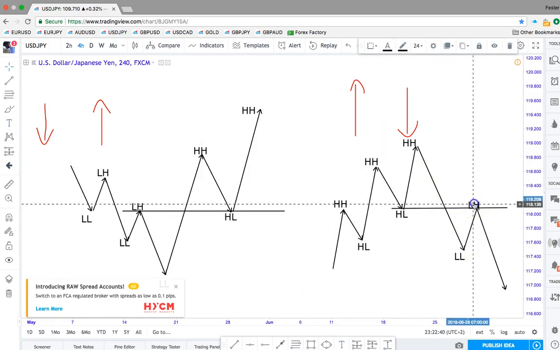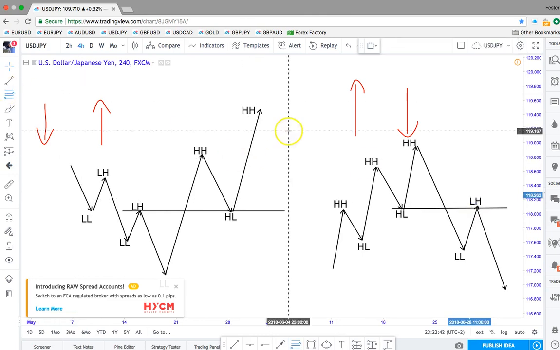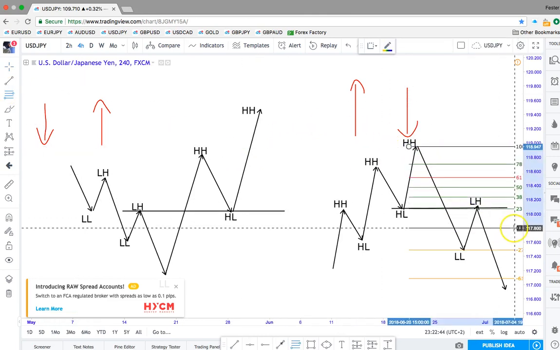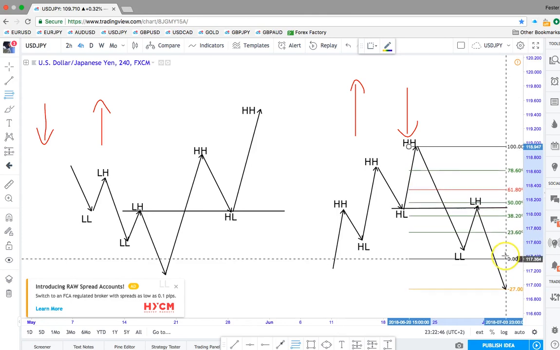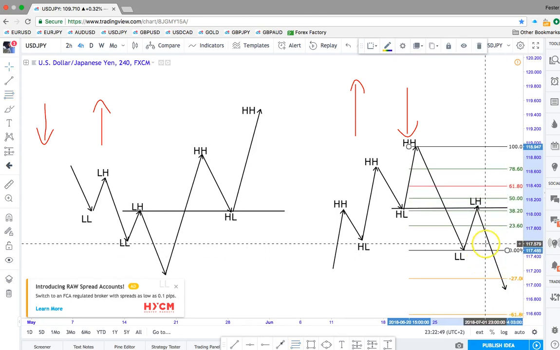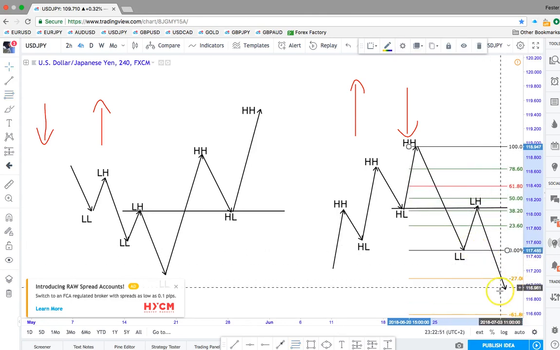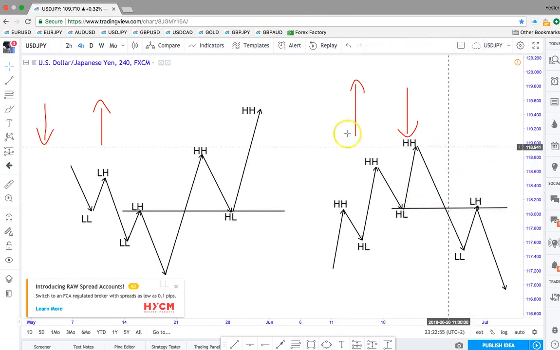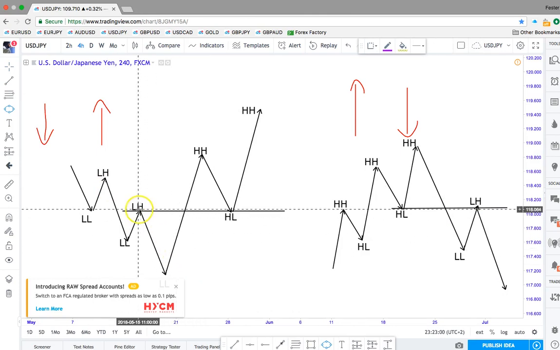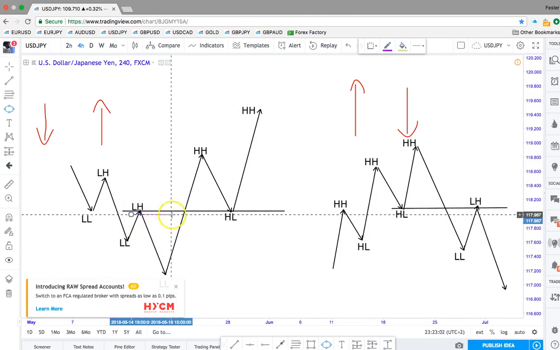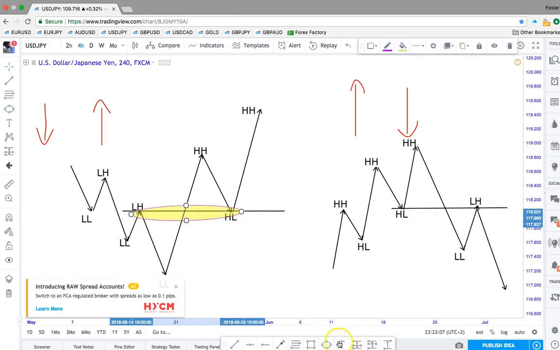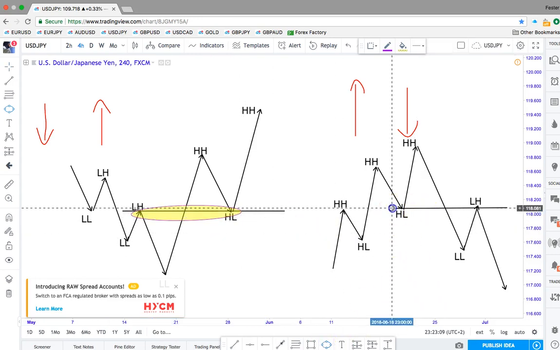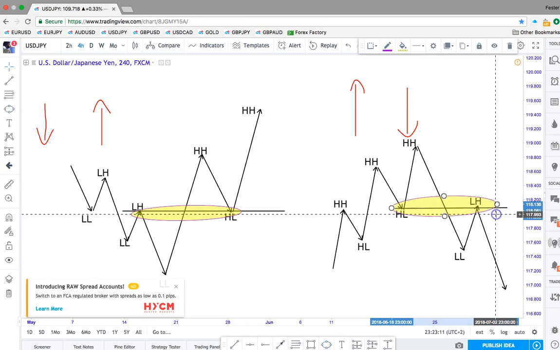Okay, and that's where we would have measured our fibs from A to B with the 38.2 retrace down, and that's where we get in. So our break of structure happened where? On both of these. Let me highlight it over here. That's your break of structure. Same with this one. That's your break.